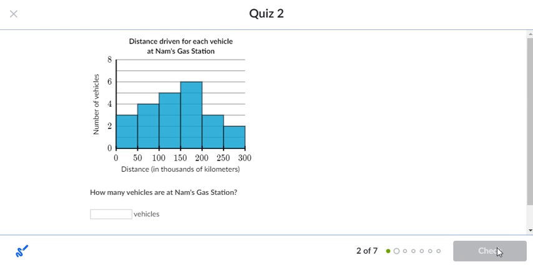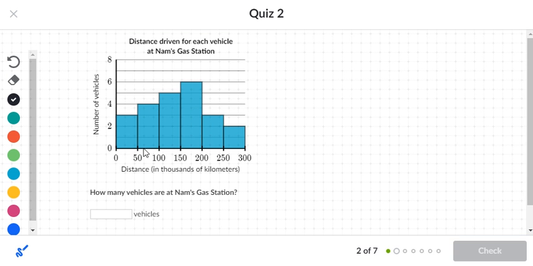Distance driven for each vehicle at NAM's gas station. So how many vehicles are at the gas station? This is the number of vehicles. What we have to do is look at the histogram and find the height of each one of these bars. So this is between 2 and 4, which is 3. This is 4. This is 5. And this is 6. This is between 2 and 4. That's 3. And that's exactly 2.